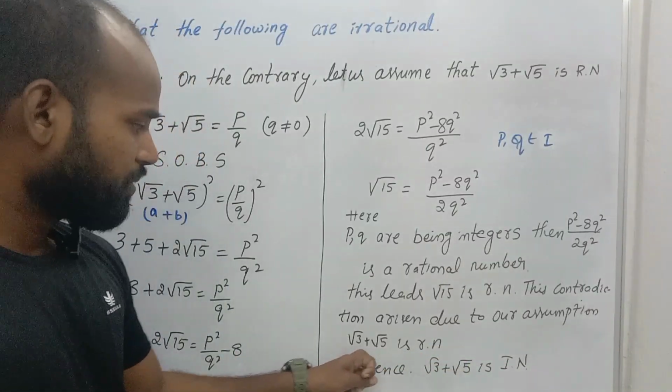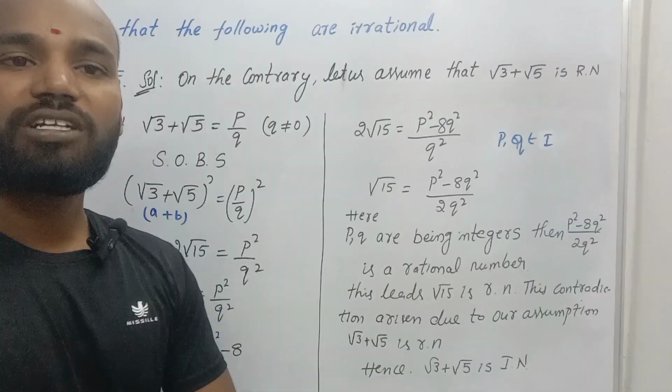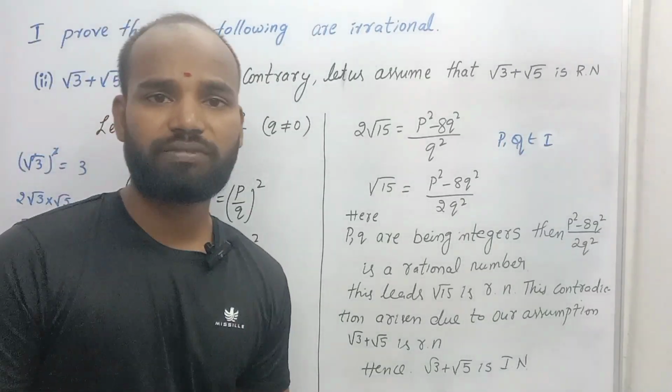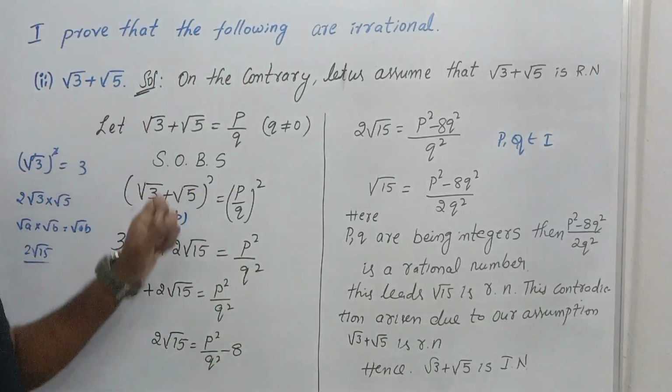So root 3 plus root 5 is an irrational number. Hence root 3 plus root 5 is an irrational number. This is all about your second question.